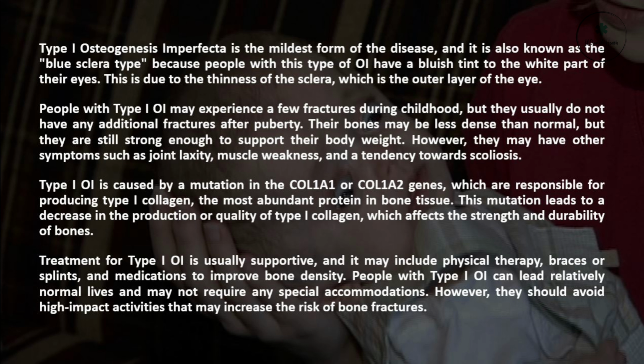Type 1 OI is caused by a mutation in the COL1A1 or COL1A2 genes, which are responsible for producing type 1 collagen, the most abundant protein in bone tissue. This mutation leads to a decrease in the production or quality of type 1 collagen, which affects the strength and durability of bones. Treatment for type 1 OI is usually supportive, and it may include physical therapy, braces or splints, and medications to improve bone density.